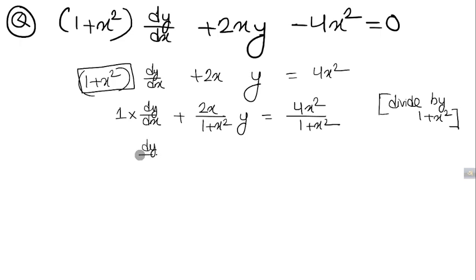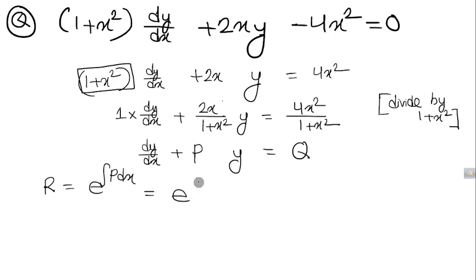Now I have to compare this equation with the general formula. So it's our general formula. So from this formula I can easily say that p is equal to 2x over 1 plus x squared, right? Okay, so now I have to find this integrating factor r, which is equal to e to the power integration of p dx. So what is p? p is equal to this, so 2x over 1 plus x squared dx.